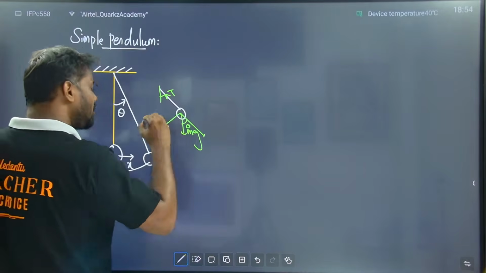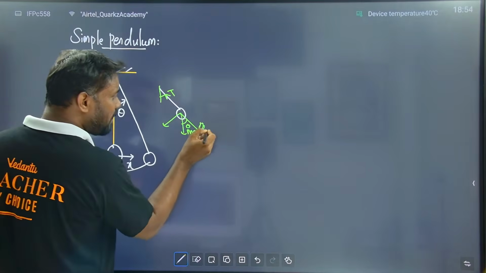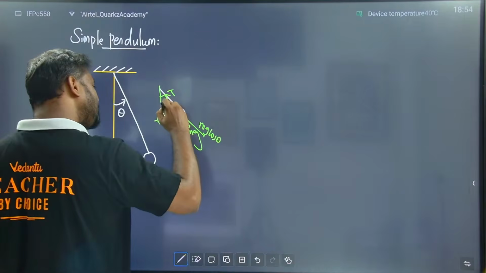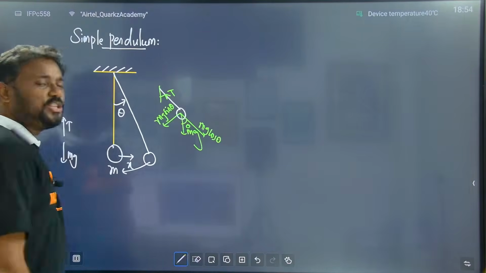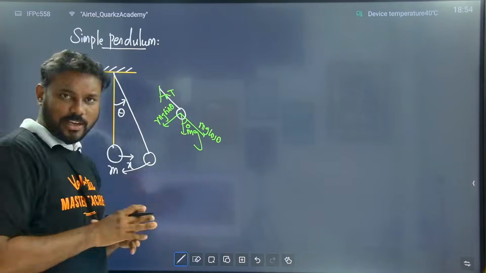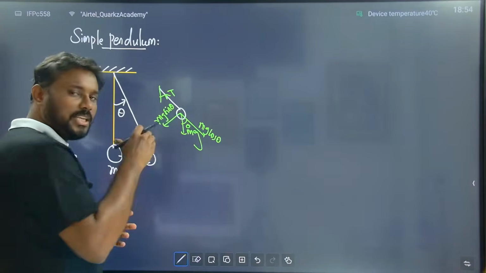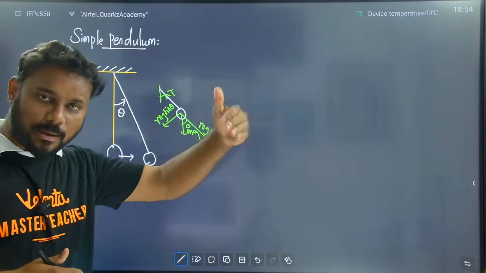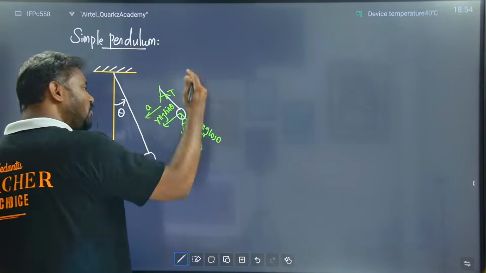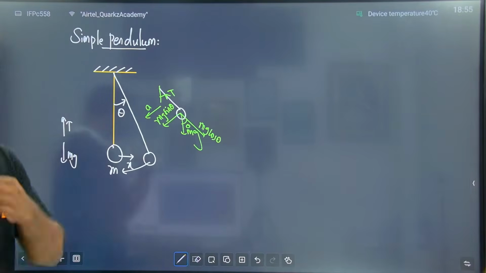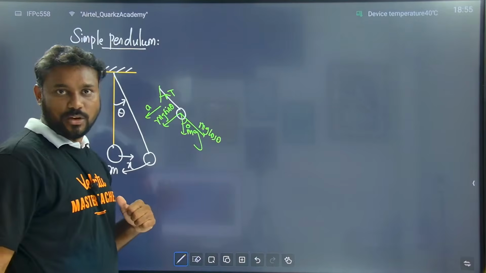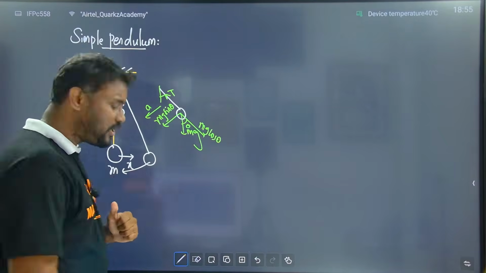If this is theta, what can we call this? This is mg cos theta, and this is mg sin theta. So which one will act as the restoring force? Because this mg cos theta and tension cancel. So mg sin theta is responsible for it coming back to the same point. Because of this, the particle accelerates towards the mean position. Right? Now what is the restoring force? mg sin theta is the restoring force. Understood? mg sin theta is the restoring force.